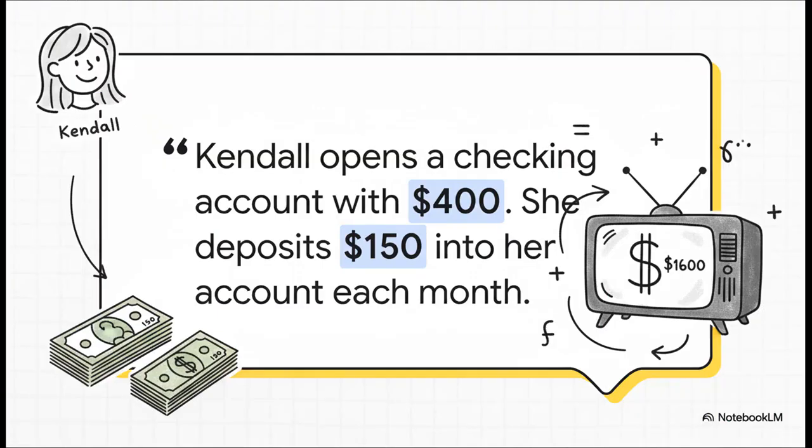So let's take Kendall here. She's got a goal, a new TV that costs $1,600. She's starting with $400 already saved, and she's going to add $150 more each month. The question is pretty simple. How long is it going to take her? Well, this whole story is just a two-step equation in disguise.